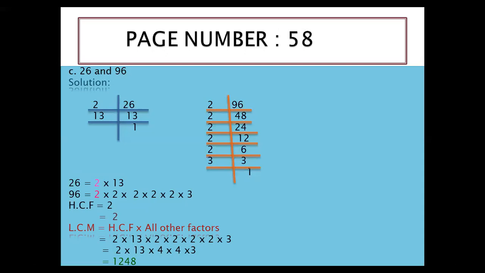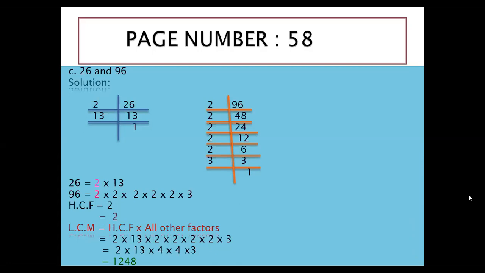The LCM is HCF multiplied by all the other factors. HCF is 2 and we see which number is left in 26? 13. 13 is left there. And how many numbers are left in 96? 2 multiplied by 2 multiplied by 2 multiplied by 2 multiplied by 3. We write all these numbers and after the multiplication you see that the LCM of 26 and 96 is 1248.